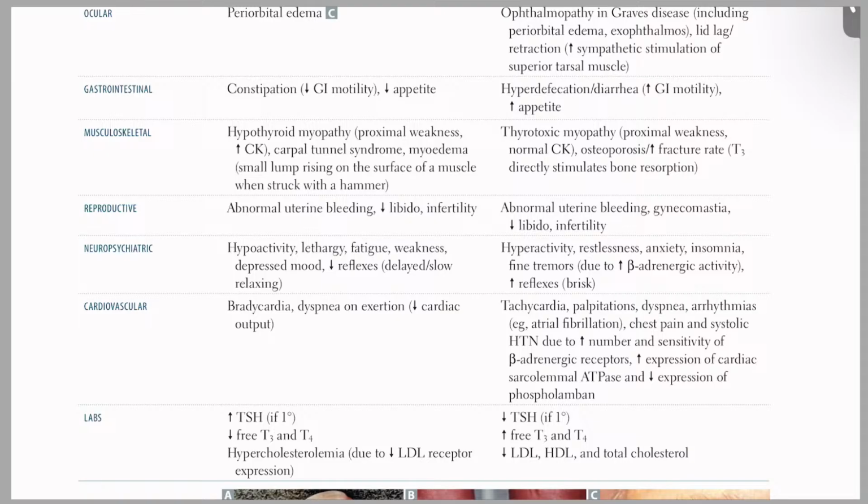Thyrotoxic myopathy, proximal weakness, normal CK here; in hypo it's increased CK. Osteoporosis, increased fracture rate. T3 directly stimulates bone resorption.